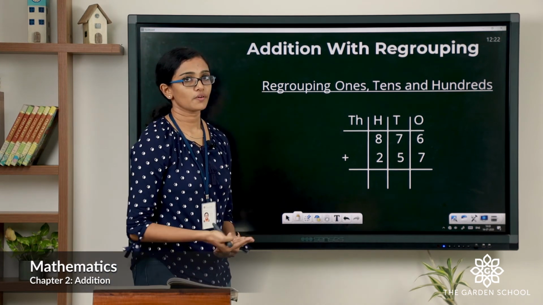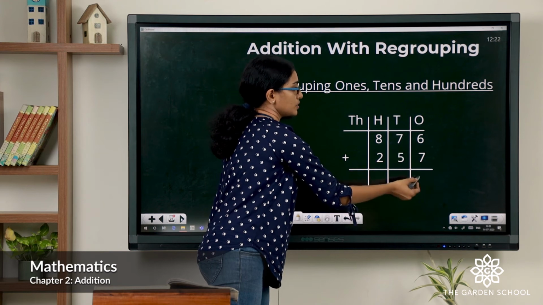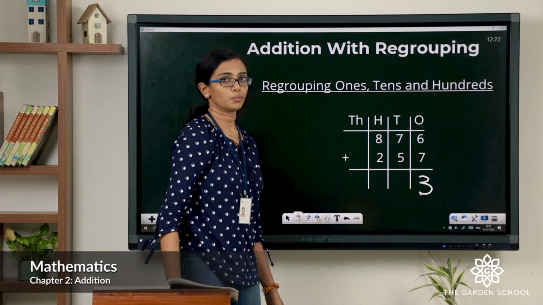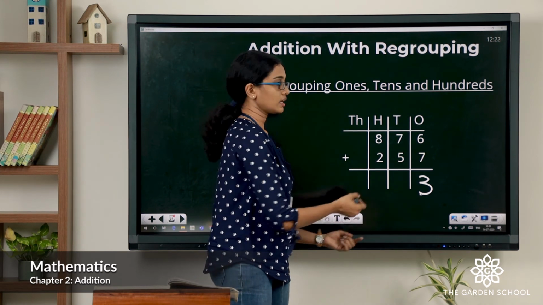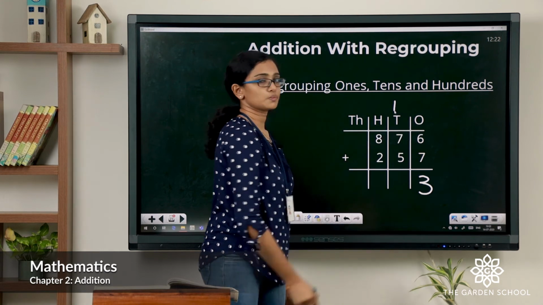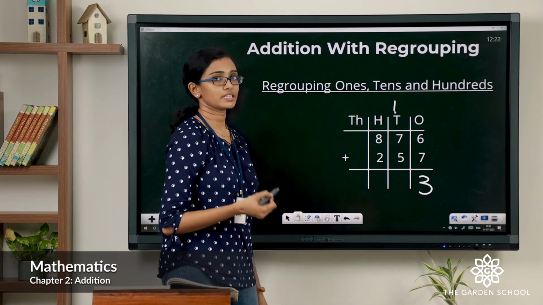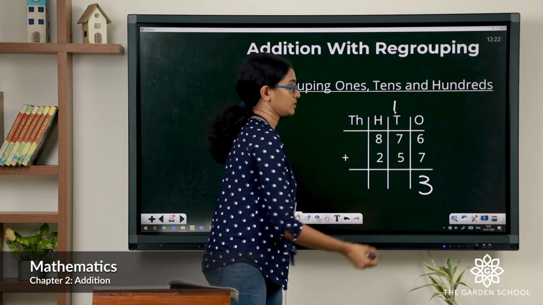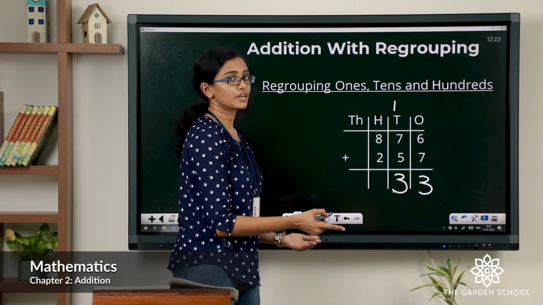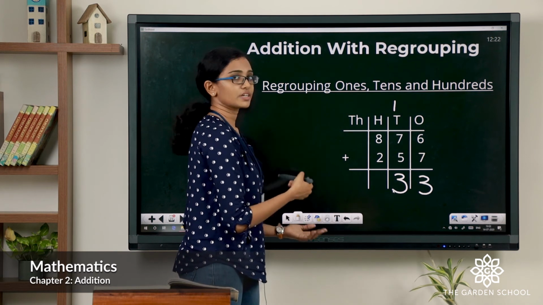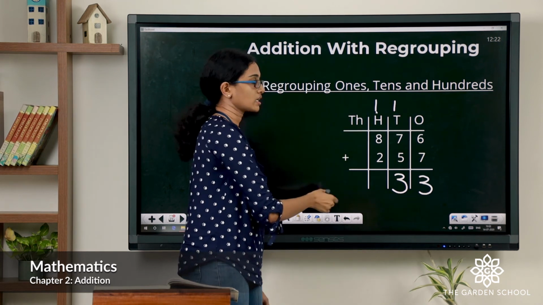Now let's see a combination of all these three. Here you have 6 ones and 7 ones, which equals 13 ones. So 13 ones is 10 plus 3 ones. So let's carry over the 10 to the tens place. Now you have 7 tens plus 5 tens, that is 12 tens, plus 1 ten, which is equal to 13 tens. So 13 tens equal to 100 plus 30 or 3 tens. So from that 100, let's carry that 100 to the hundreds place.